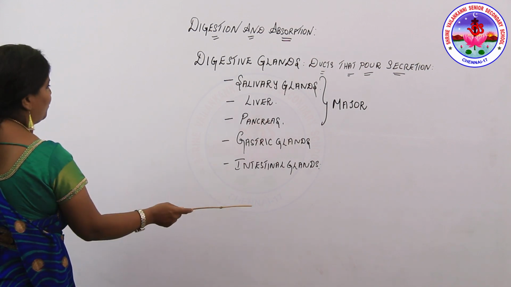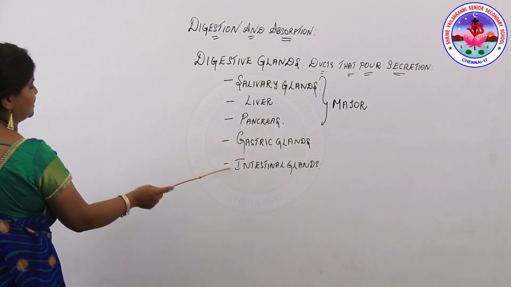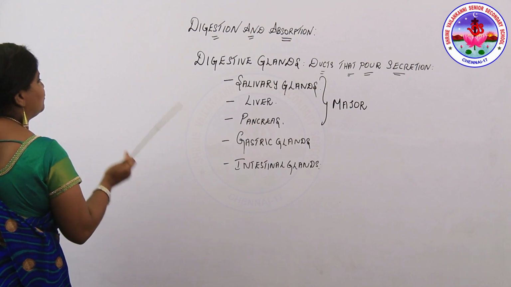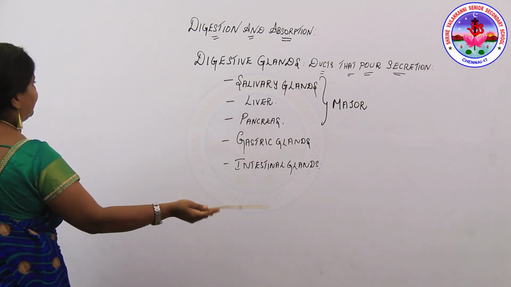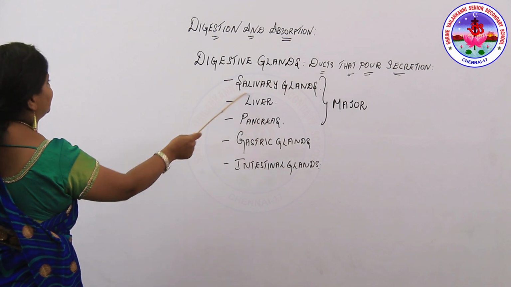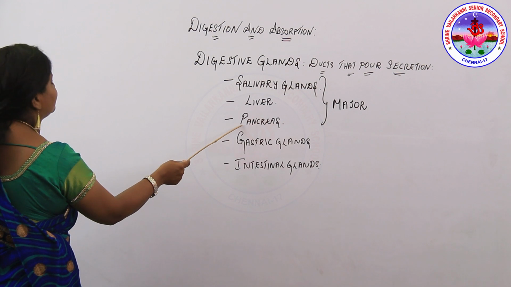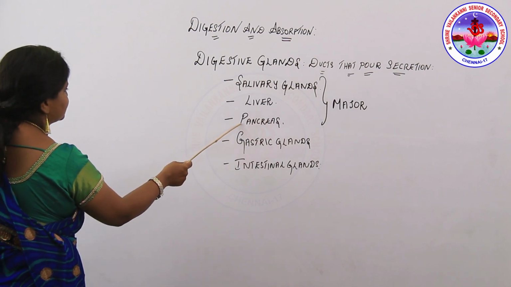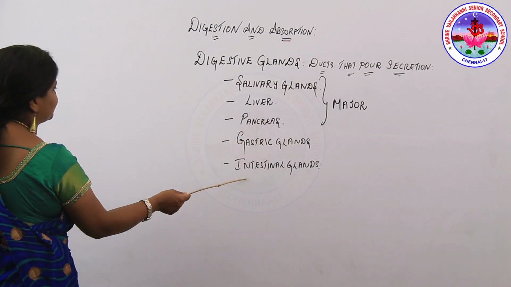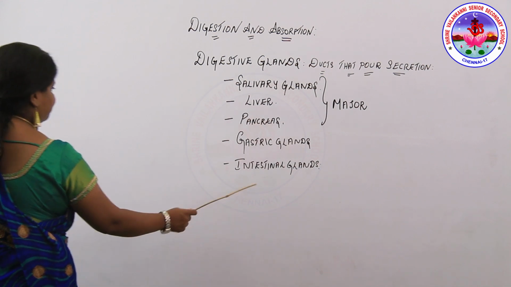So the major ones, there will be five in number. In this, the major ones do the major functions, so they are categorized as three types. They are the salivary gland, liver and pancreas. These are the three associated glands which do the major functions. And the gastric glands and intestinal glands are also glands associated with the digestive glands.